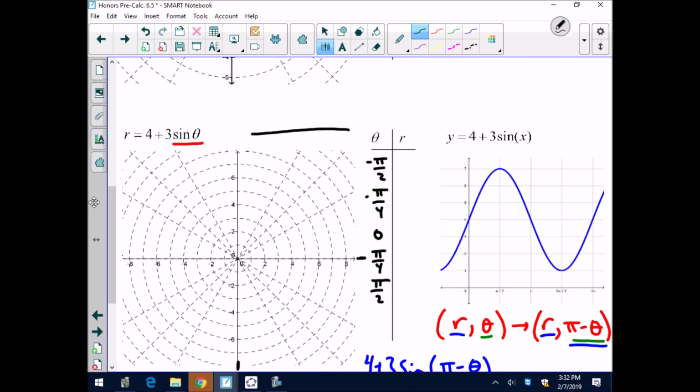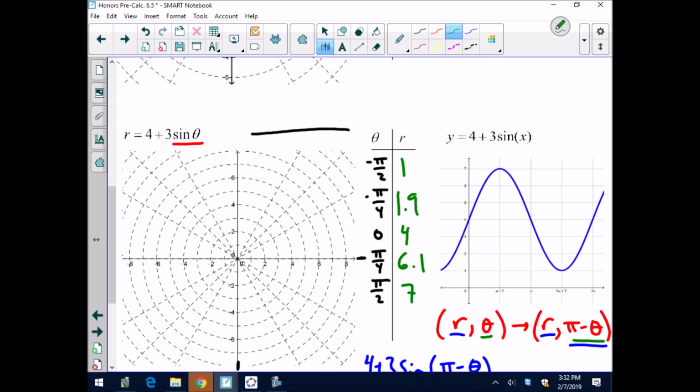So when we type this into the calculator, we are going to get the ordered pair -pi/2, 1. We're going to get the ordered pair -pi/4, 1.9. The ordered pair 0, 4. The ordered pair pi/4, 6.1. And the ordered pair pi/2, 7. So I'm going to go ahead and graph these guys. And my graph is going to look a little something like this.